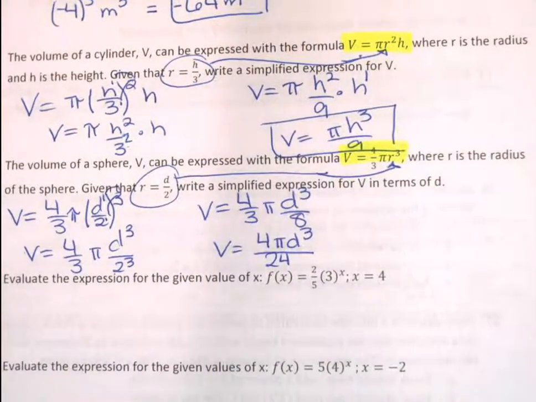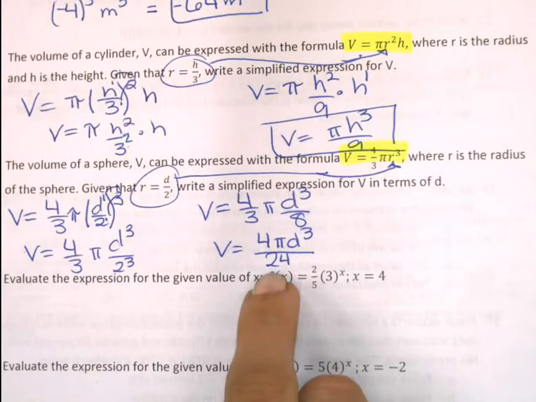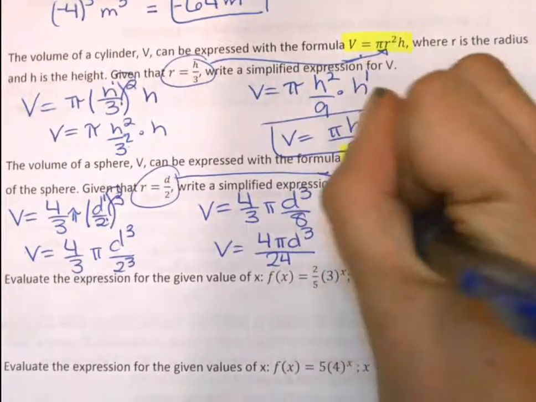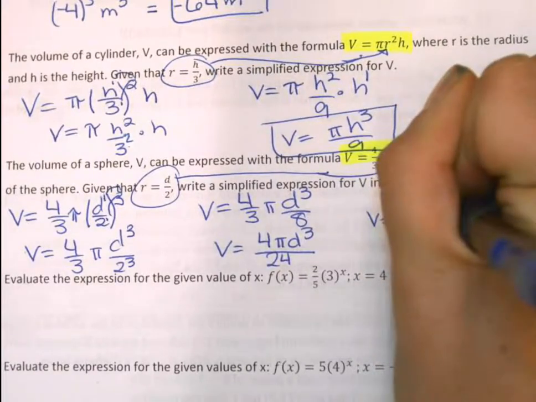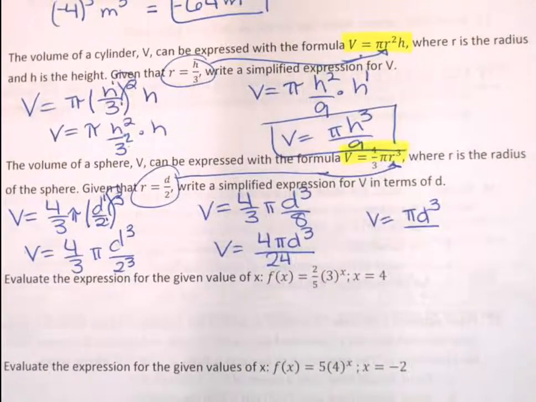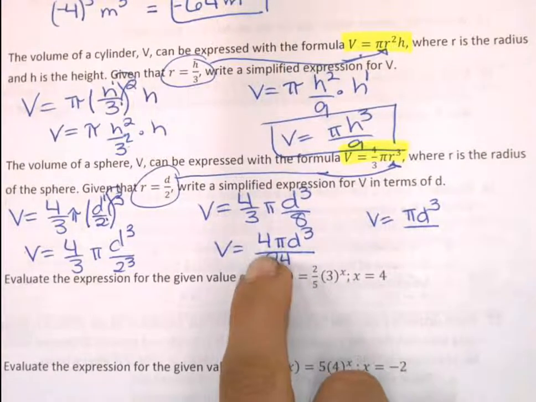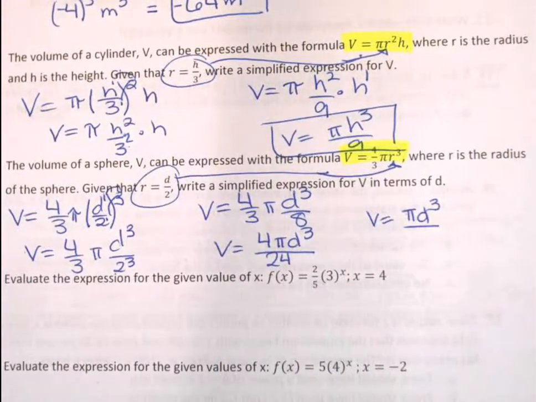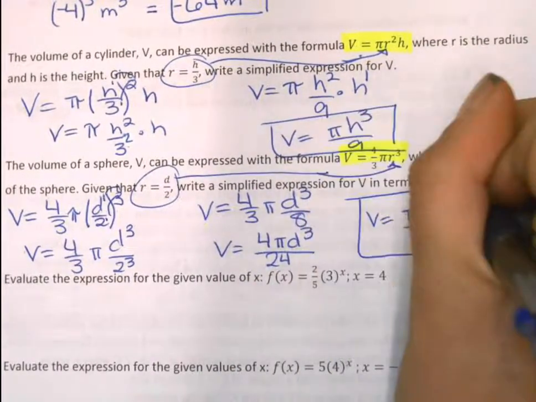If I take a look at this fraction, I'll notice that 4 and 24 are both divisible by 4. So I'm going to simplify it. It's going to turn into V equals pi d cubed, because 4 divided by... I forgot to say what they had in common. They both have a 4 in common. So if I divide 4 by 4, it just turns into 1, and I don't need to write that out front. 24 divided by 4 is 6, giving me my final answer.